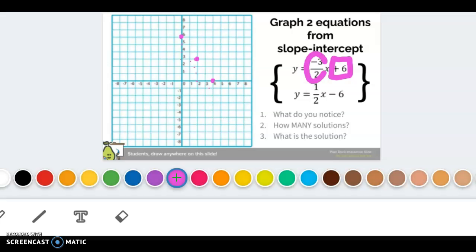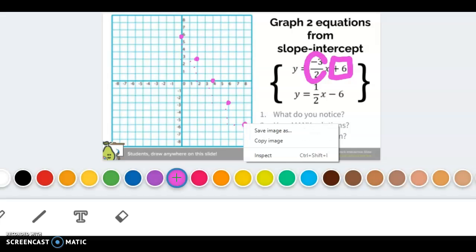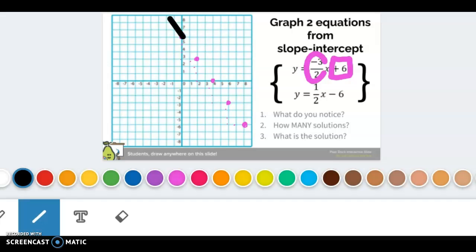Why does it keep doing that? 1, 2, 3, to the right 2. 1, 2, 3, to the right 2. Okay, I'm going to use the line feature. Hopefully connect them with, oh, do not want that. I would resize it every time, guys, just so it's not so thick. Okay, so there's my first line.